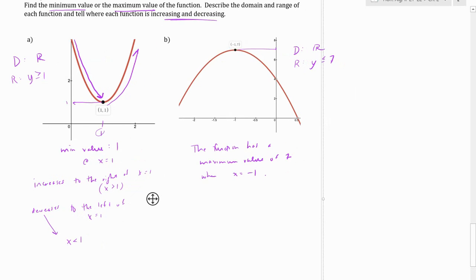But right here, we're increasing and we're decreasing right there. And if you just want to label it on the picture, I'm okay with that. That's fine.